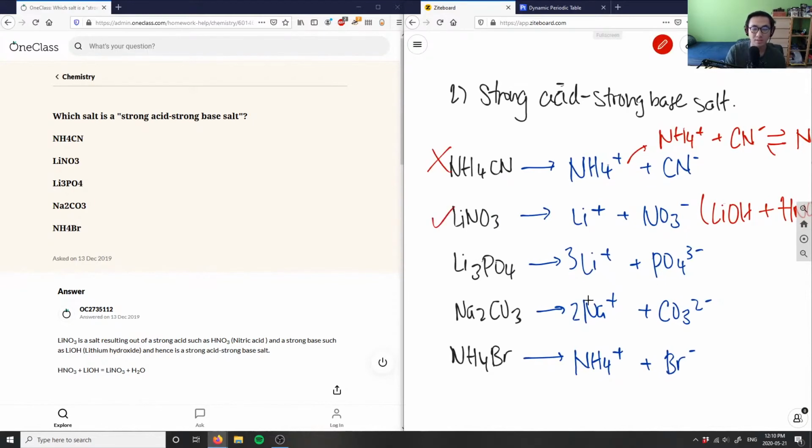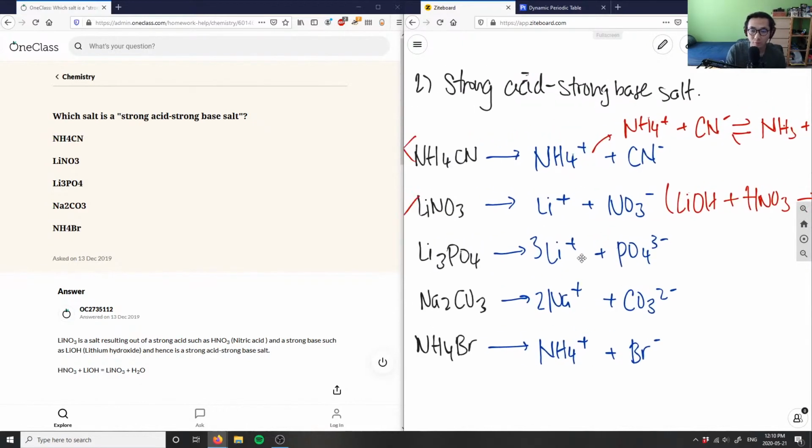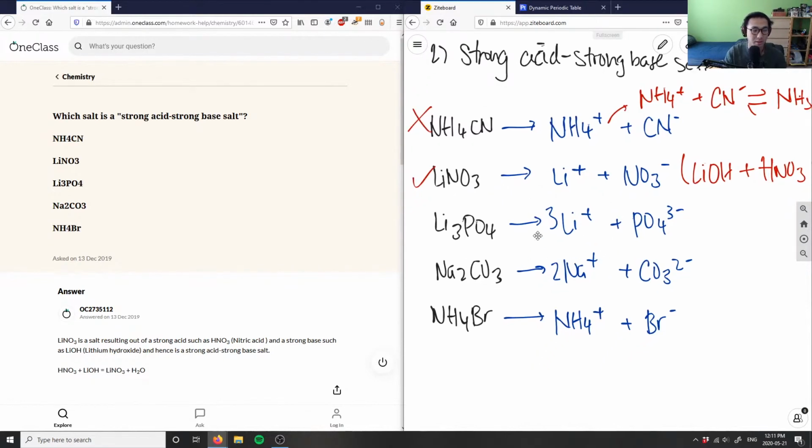And if you look at the other ones here, you could verify this one as well. NH4Br is exactly the same thing as this guy here, but instead of making HCN, you make HBr. Li3PO4, if you protonate this phosphate ion, you're going to have phosphoric acid, which is a weak acid here. Weak acid plus a strong base with lithium hydroxide. And then with Na2CO3, you would get a weak base.